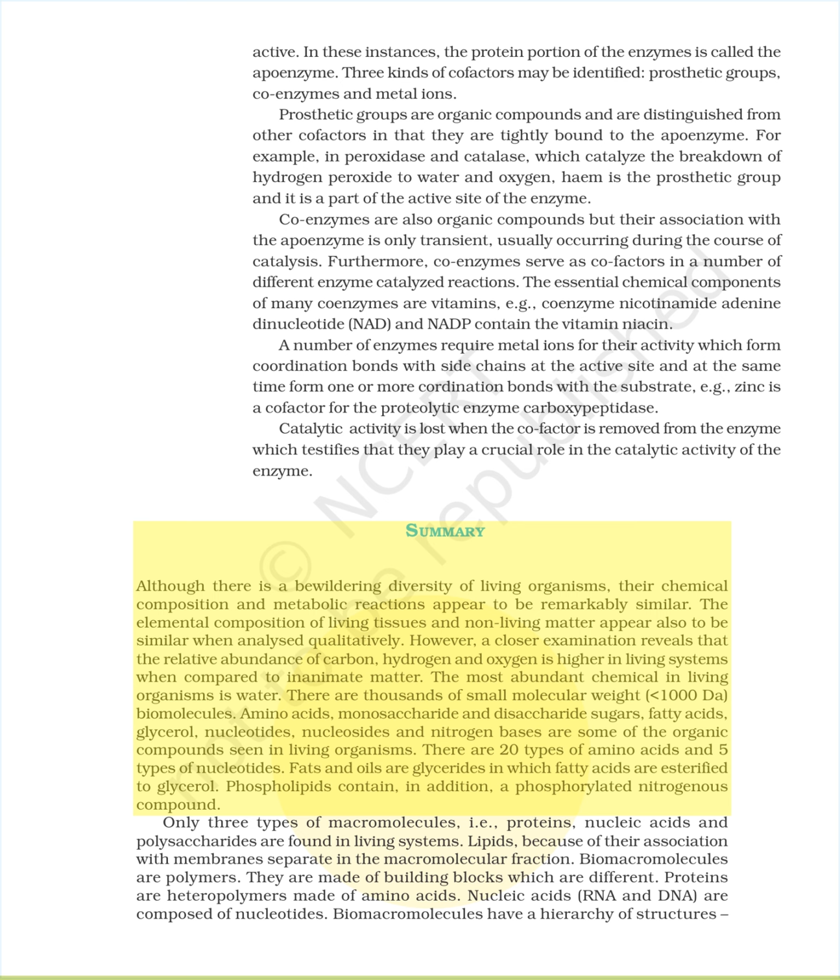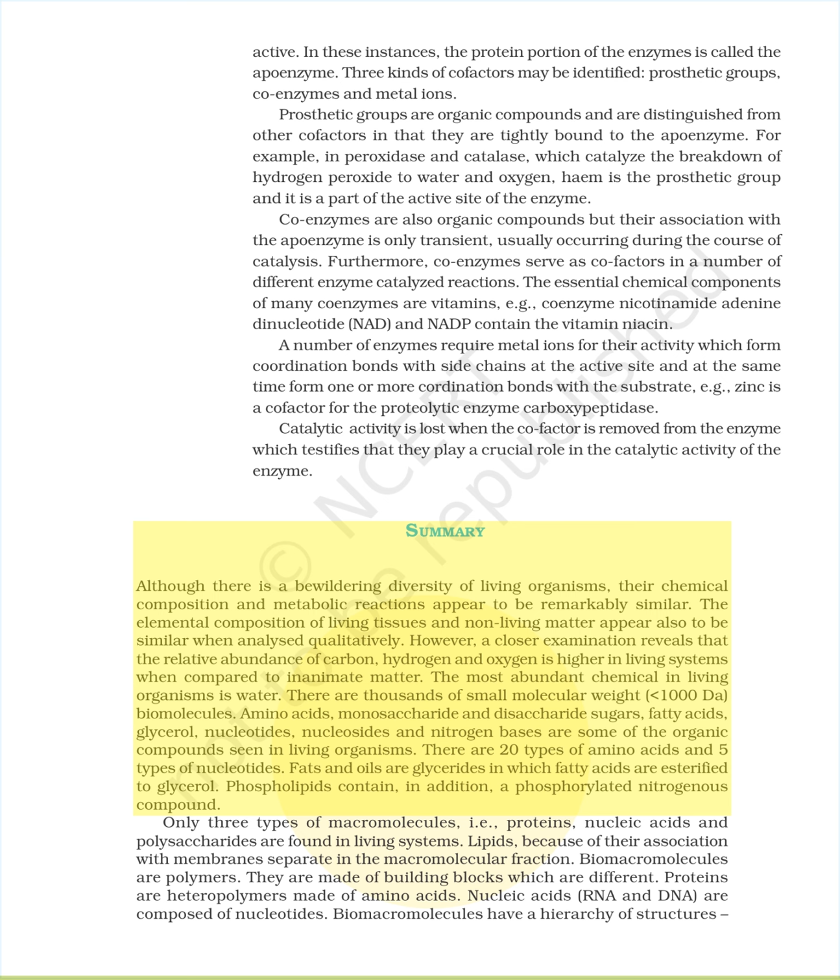Summary: Although there is a bewildering diversity of living organisms, their chemical composition and metabolic reactions appear to be remarkably similar. The elemental composition of living tissues and non-living matter appears also to be similar when analyzed qualitatively. However, a closer examination reveals that the relative abundance of carbon, hydrogen, and oxygen is higher in living systems when compared to inanimate matter. The most abundant chemical in living organisms is water.